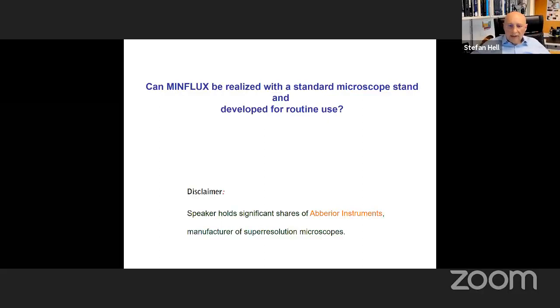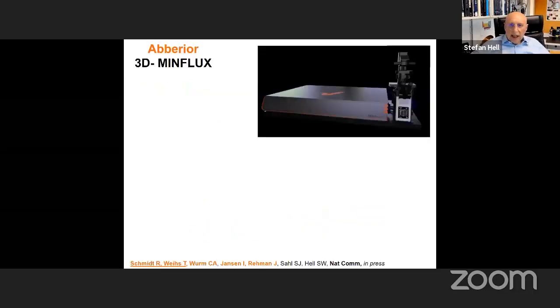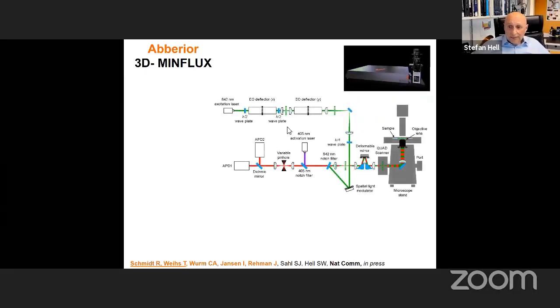And the precautions I've taken: I've set up, with my former students, a company. I'm making a disclaimer right now, I have shares of this company, Abberior Instruments, and of course I convinced them to develop this microscope for routine use. And of course, the big question that comes up is, can it be done with a microscope stand? Or do you have to have a special person that jockeys these microscopes, given that it has so many requirements, of course, and the stability?